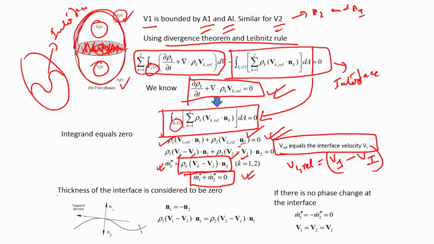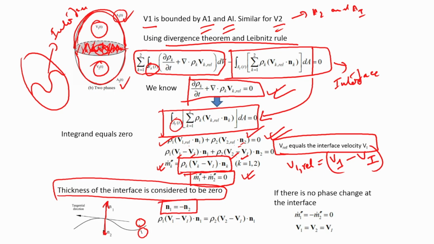Now, the thickness of the interface here has been considered to be 0. So, this is like a membrane, that is what we said, and if you take a look at this, this is a typical interface, this is N1, this is N2, this is the interface, this is region 2, this is region 1, this is the tangential direction. So, N1 is basically the negative of N2, one surface normal is the negative of the other. So, naturally you can rewrite this equation in this particular form.